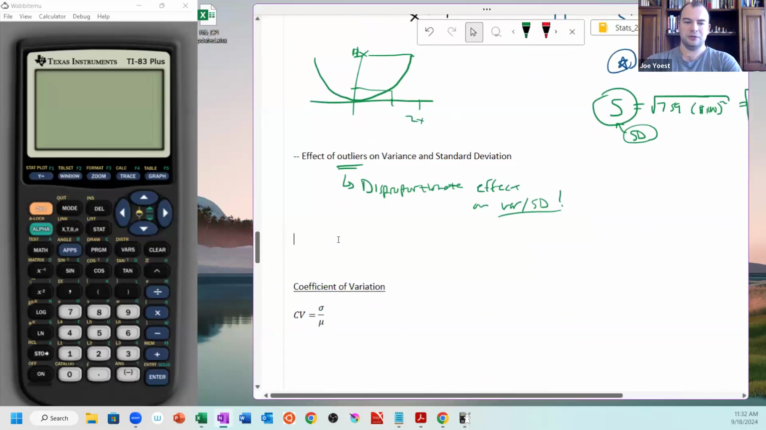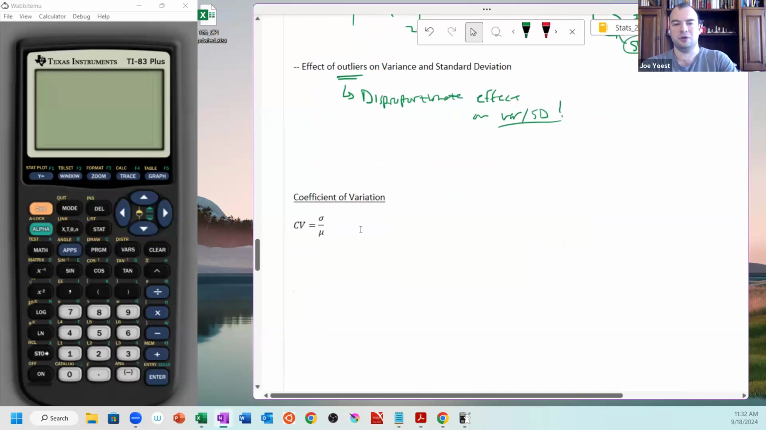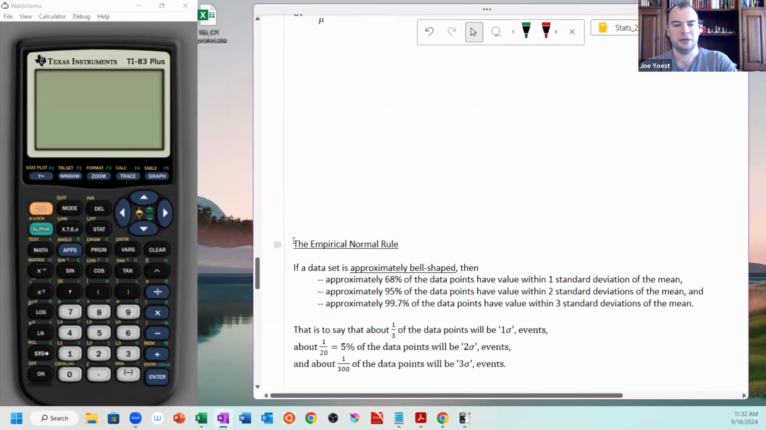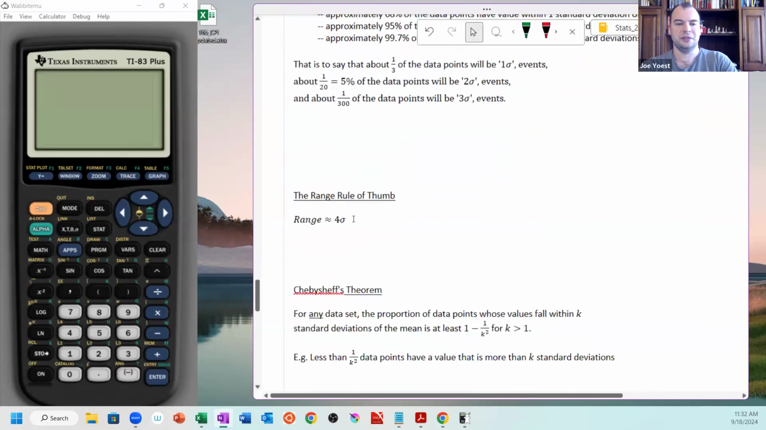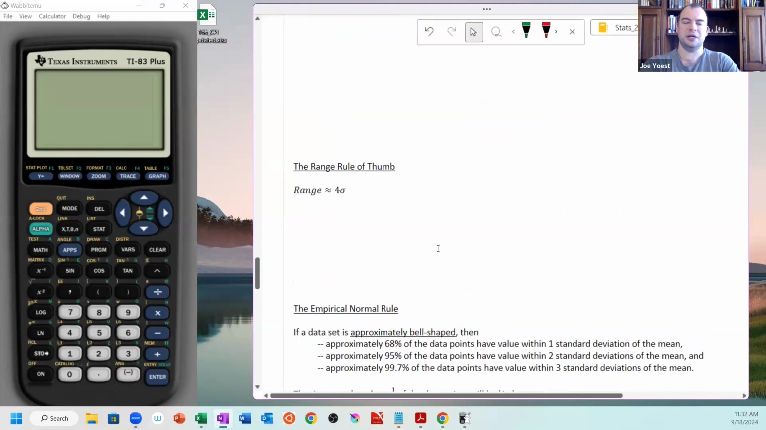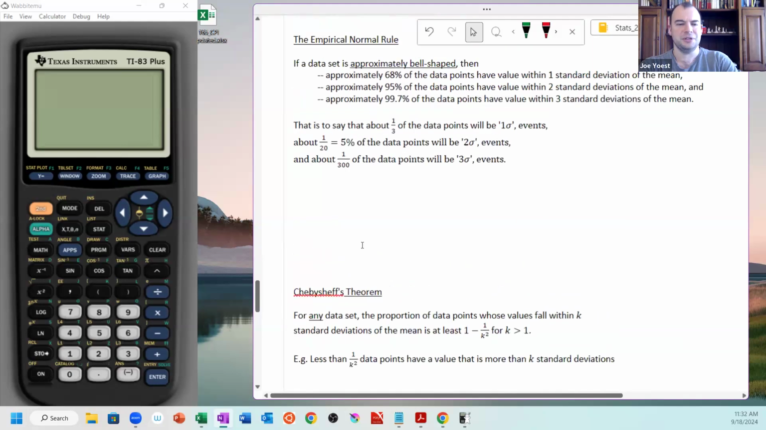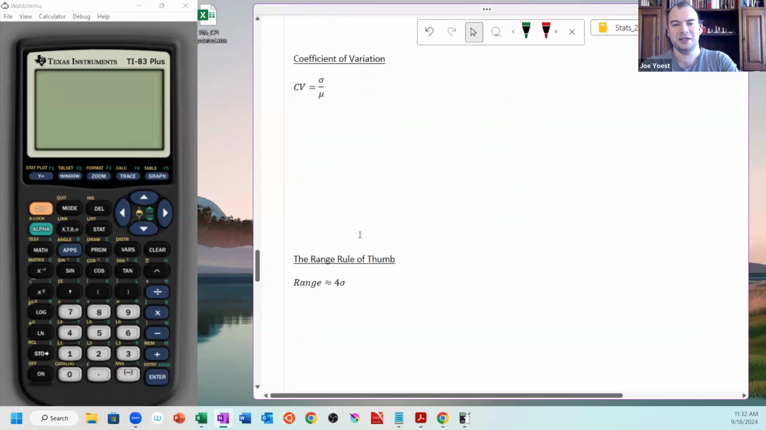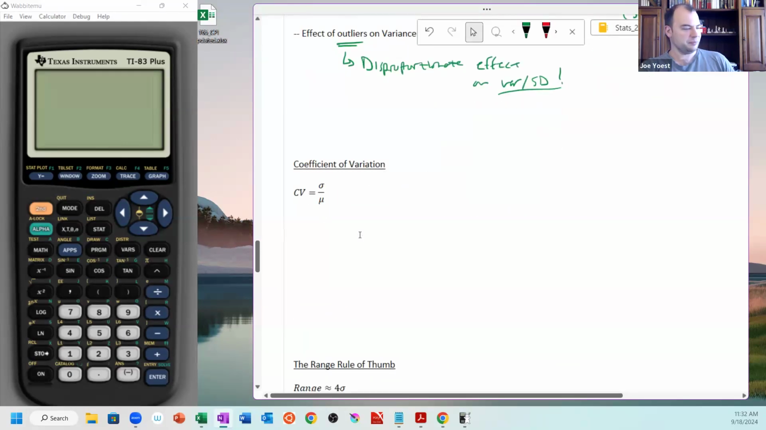All right, so a few last little things, just a quick overview. We'll discuss the coefficient of variation, a measure of variation related to the standard deviation, the empirical normal rule, the range rule of thumb, and Chebyshev's theorem. I might actually bump this one above that one. It probably makes a little more sense there. This is just the kitchen sink that we need to throw in somewhere, so we might as well throw it in here.